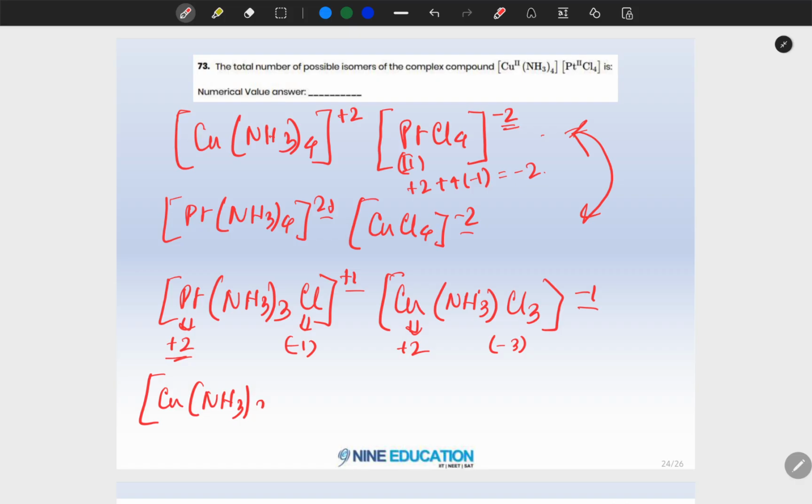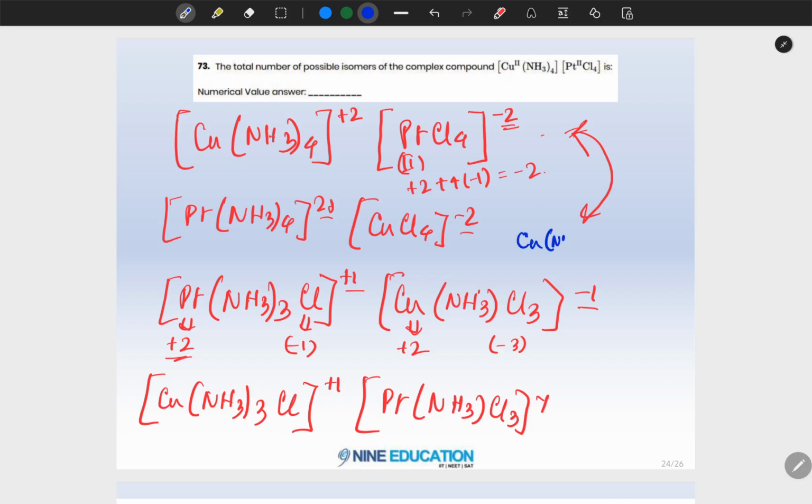[CuNH3]3Cl, again plus 1, [PtNH3]Cl3 minus 1. So these are the 4 possibilities, right? Now you may also think okay, there should be one more possibility like this: [Cu(NH3)2Cl2] and [Pt(NH3)2Cl2].